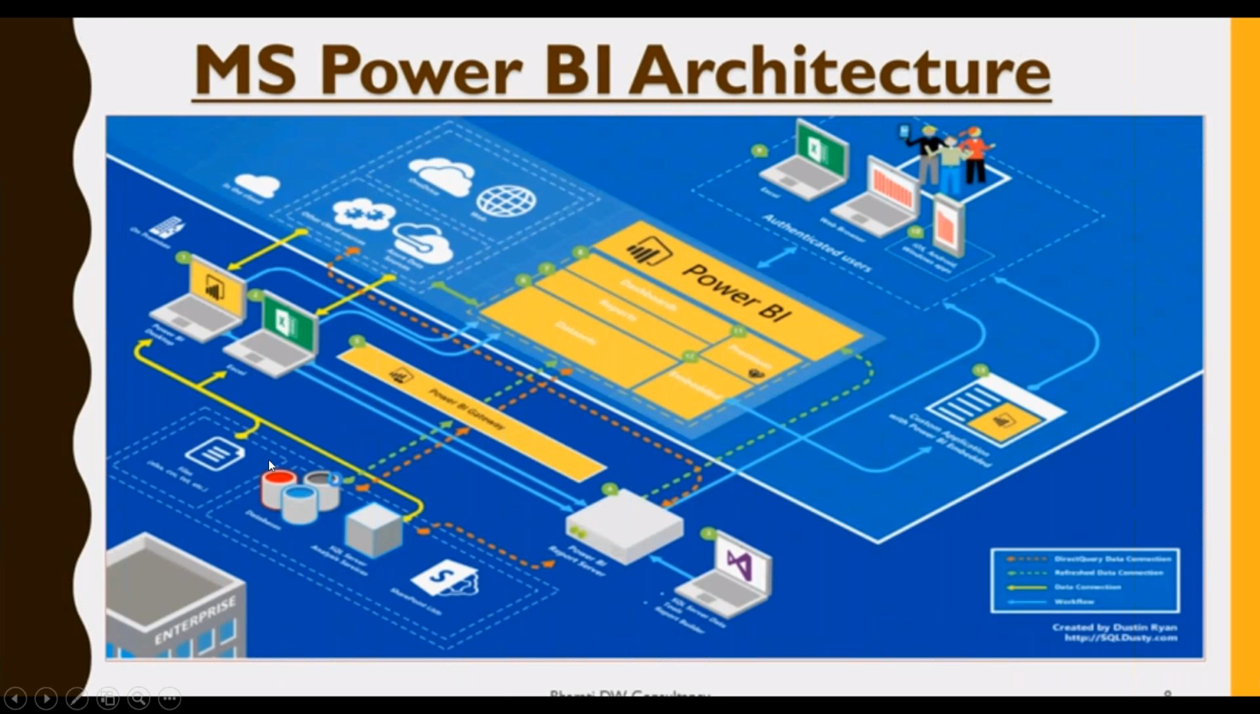So if you will see here, as my cursor is moving, this part is our Power BI Desktop, which can connect and take the data from Excel and different file system sources. Then with the help of Power BI Desktop, we publish the data to the Power BI cloud service, and finally an authenticated user can access the data in the form of Excel, reports, and even on mobile as well.